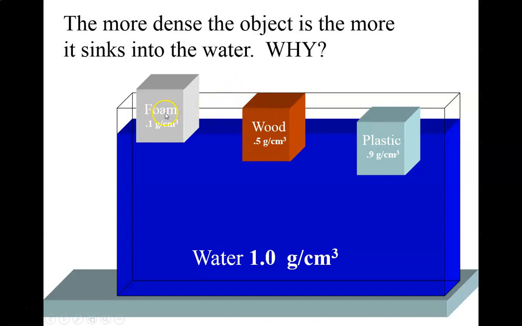So an object that's got a density of 0.1, which is 1/10 of the density of water, will only sink in 1/10 of the way. An object that's 0.5 grams per cubic centimeter, or half the density of water, will sink in halfway. An object such as this plastic, which has a density of 0.9 grams per cubic centimeter, which is 90% the density of water, will sink in 90%.